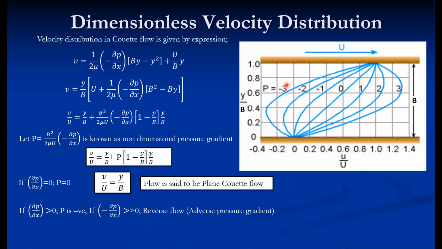So we can say for these two P values, the pressure gradient becomes adverse. This is called an adverse pressure gradient. Here the pressure gradient is positive, but it is not adverse. Still, there is no reversal flow.